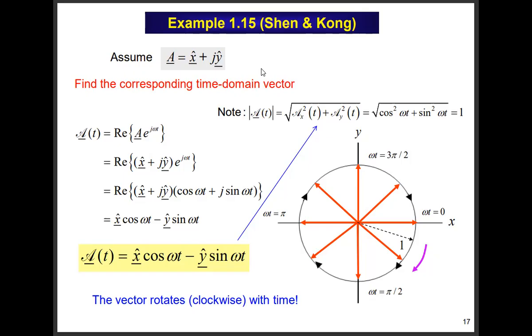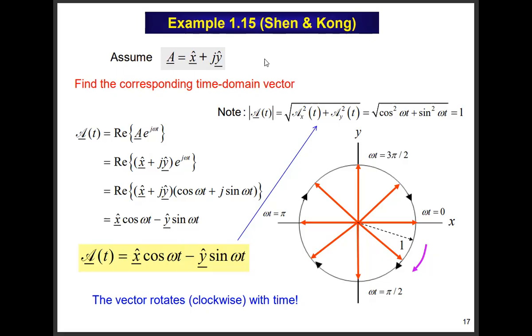Now, I want to point out before I start working it that the most interesting thing about the example is that it's got two components, but one of them has a j in front. Now, what that means physically is that the y component is 90 degrees out of phase from the x component, right? Because j corresponds to e to the j pi over 2, right? So it's 90 degrees out of phase.